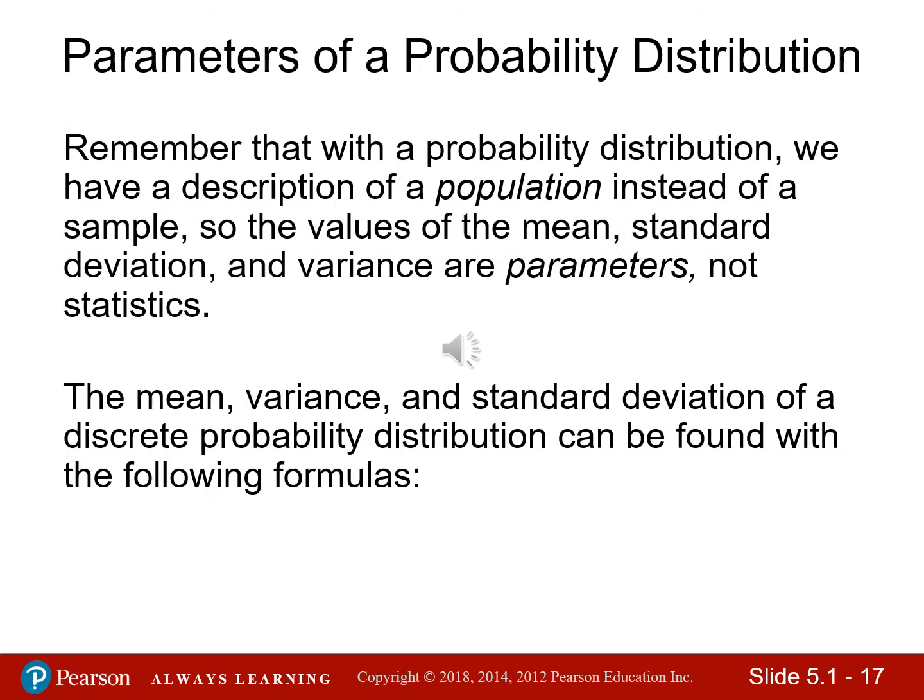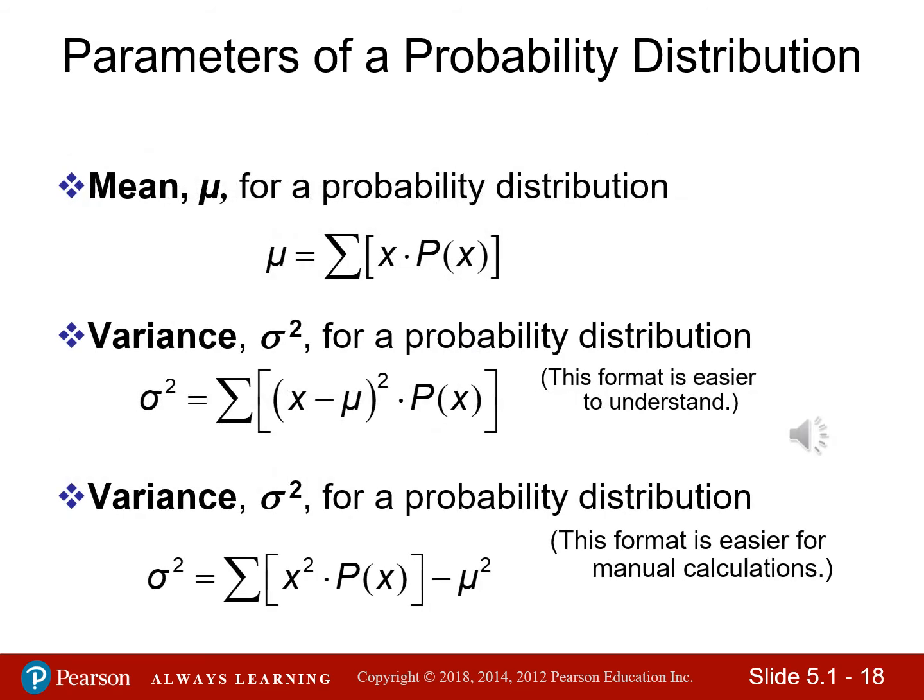Remember that with a probability distribution, we have a description of a population instead of a sample, so the values of the mean, the standard deviation, and variance are all parameters and not statistics. The mean, variance, and standard deviation of a discrete probability distribution can be found with the following formulas. The population mean mu for a probability distribution is equal to the sum of the x values multiplied by the probability of x.